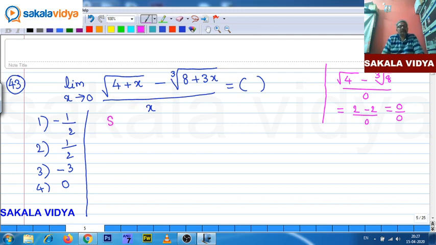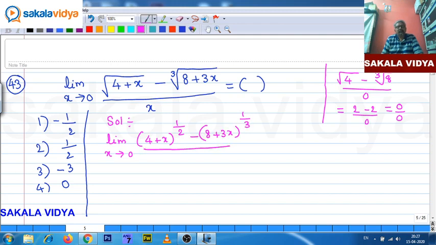So let us apply L'Hospital's rule now. This can be written for our convenience as 4 plus x whole to the power of 1 by 2 minus 8 plus 3x whole to the power of 1 by 3 upon x. Apply L'Hospital's rule.